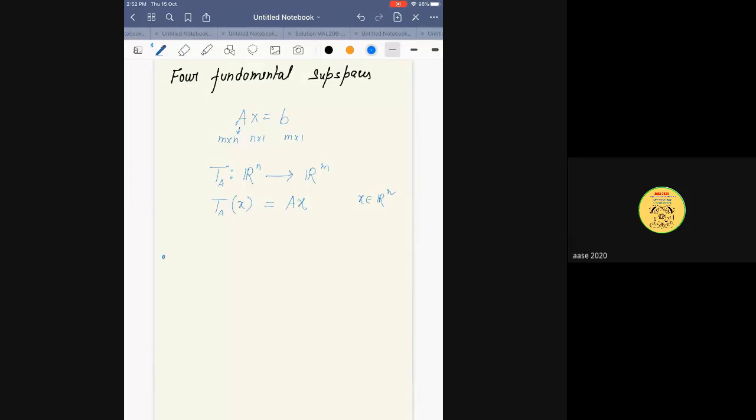So the first fundamental subspace is the null space. What is the null space? The null space of A, denoted by N(A), is the set of elements of Rn, that means of the domain, such that the image of these elements will be zero, that is, Ax = 0. So it is also a subspace of Rn. This is our first fundamental space.